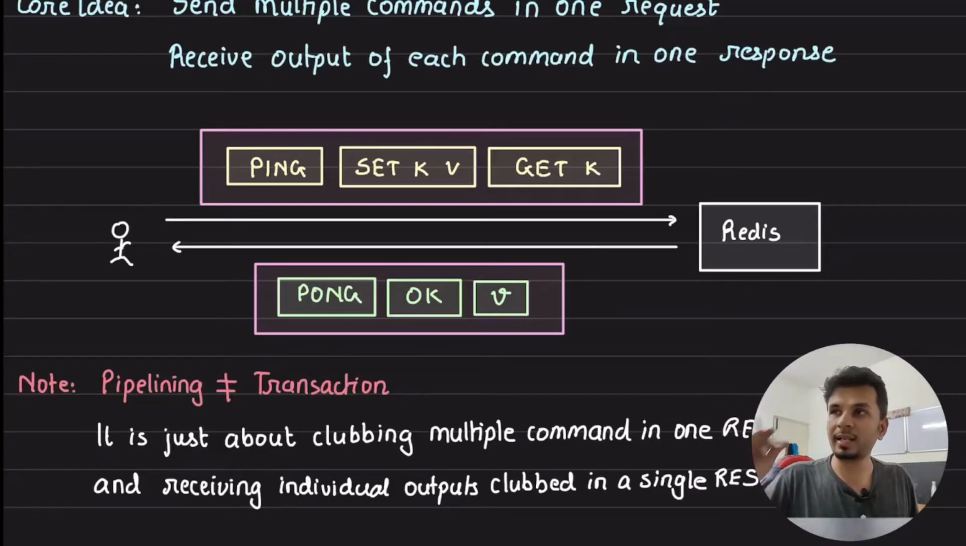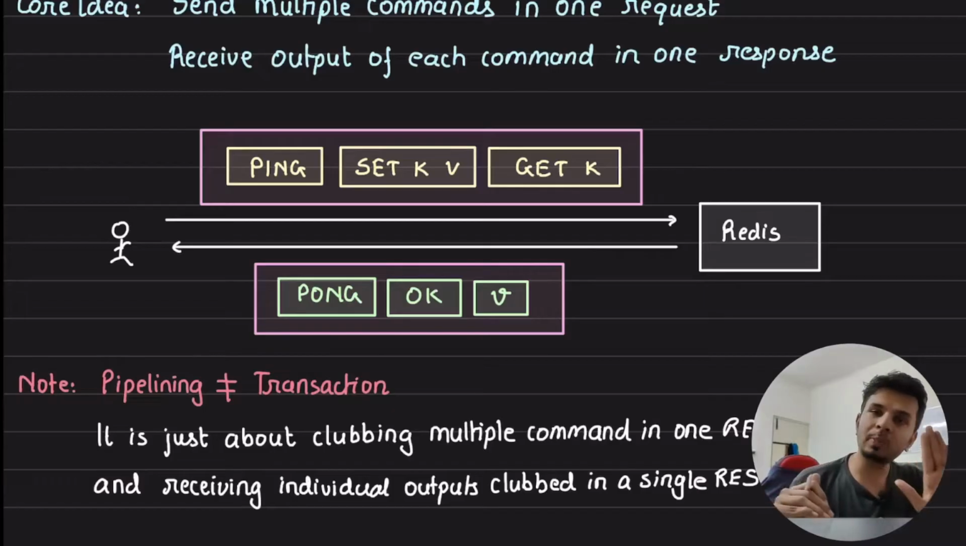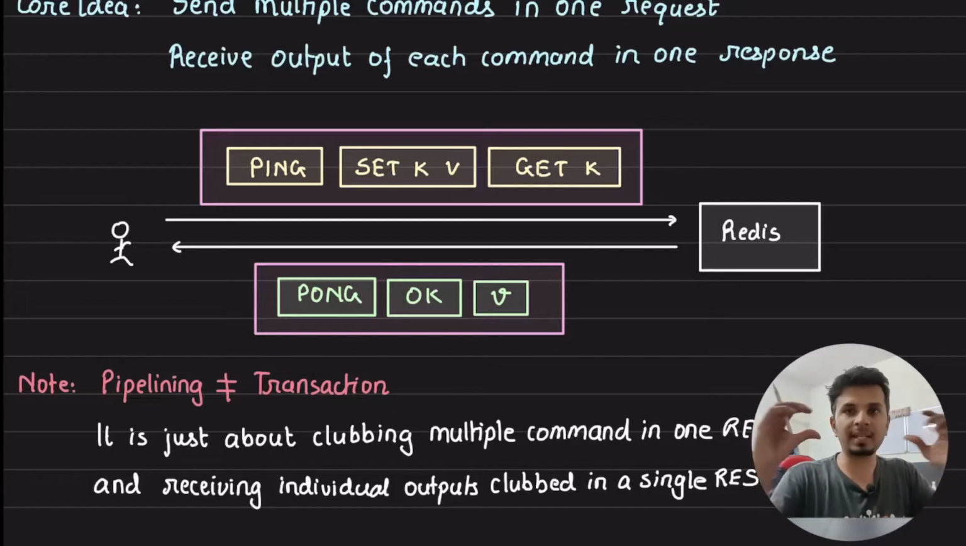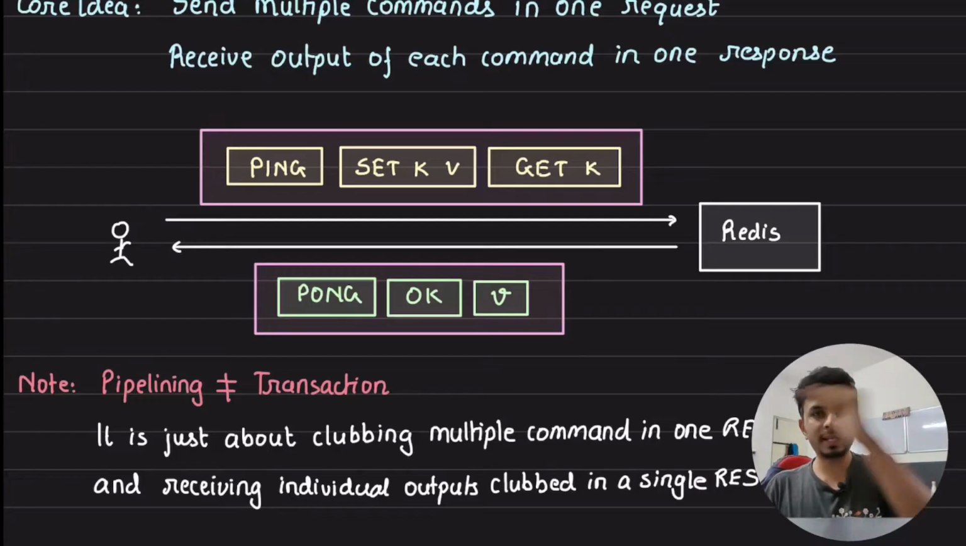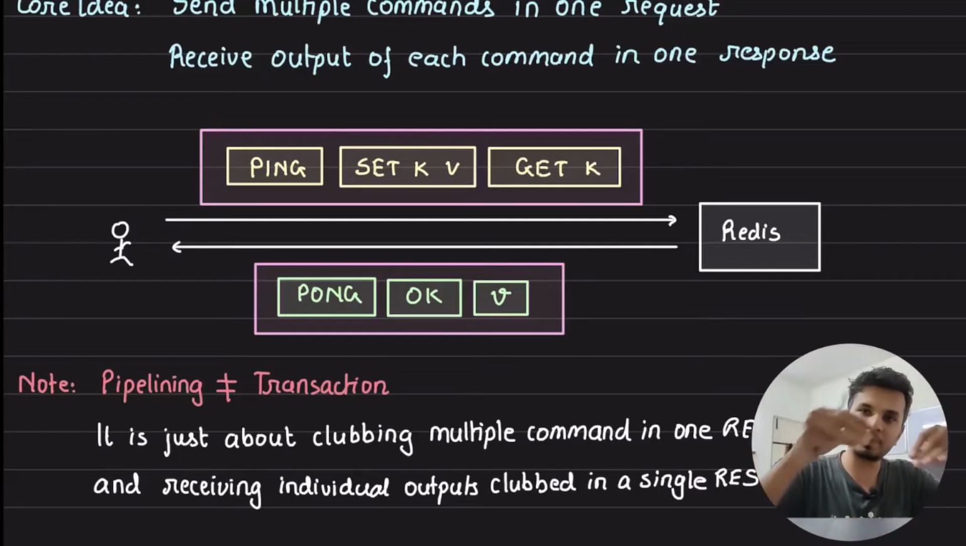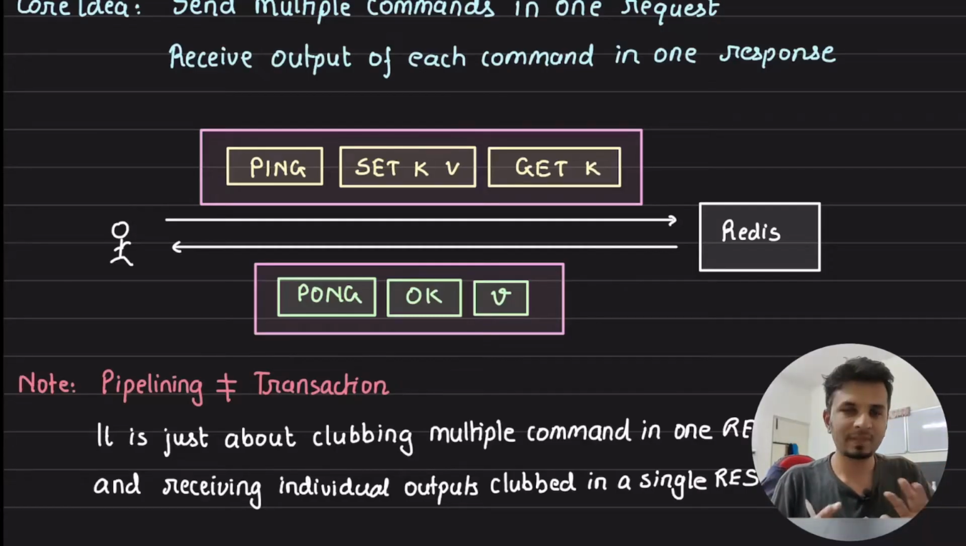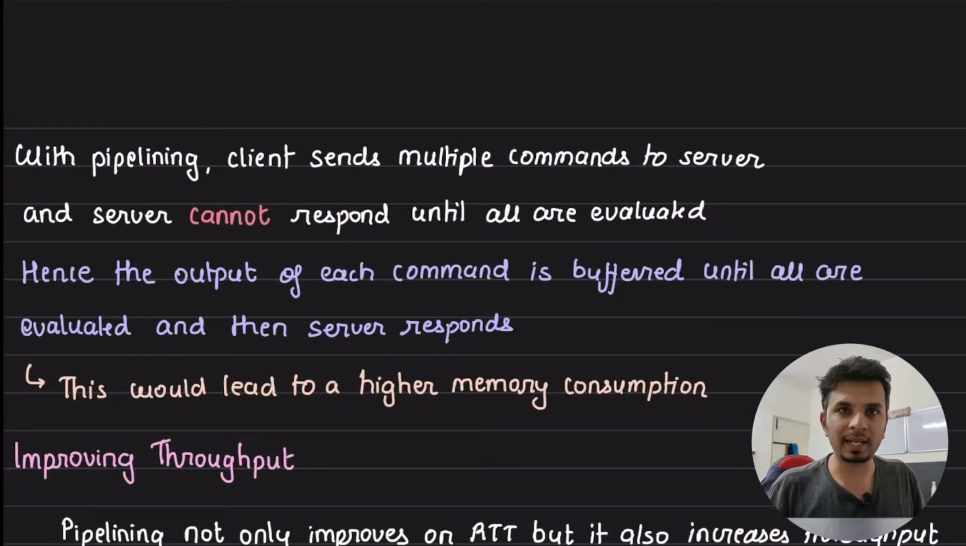So your server is independently executing those n commands that you pipeline. It would compute n responses and send you back n responses multiplexed in one response, right? So overall, you just do one request and one response. In that one request, you are multiplexing a lot of commands, right? So this is the idea of pipelining.